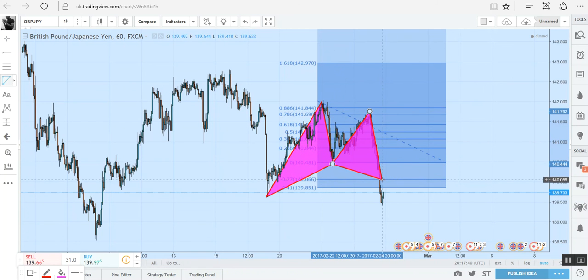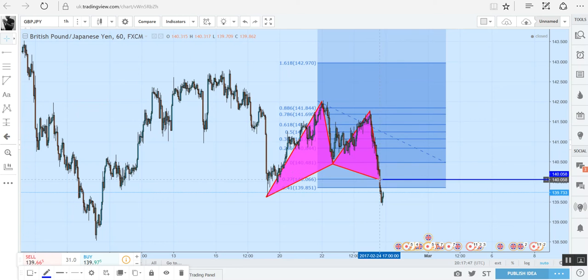So I got in at about 140.04. I'm currently long on this currency pair with my signal service, but we haven't reached our stop loss. I think our stop loss is around 139.28. So we'll see what happens.